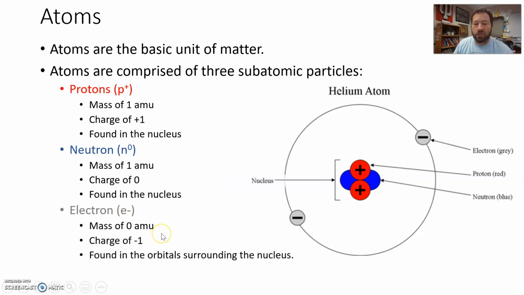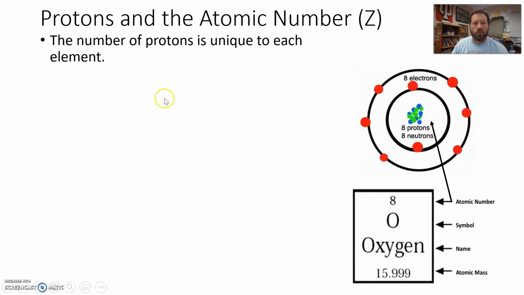They have a mass of 0. Now, when you take physics next year, you'll learn that that's actually not true. They do have some mass, but it's a tiny, tiny, tiny amount compared to the mass of a proton or the mass of a neutron. So for this class, we'll go ahead and call it 0. They have a charge of -1, and they're found in the orbitals that surround the nucleus. So you see our electrons here flying in circles around the nucleus.